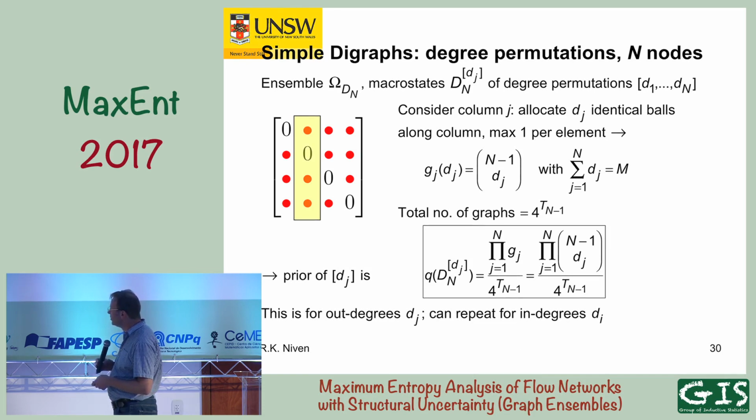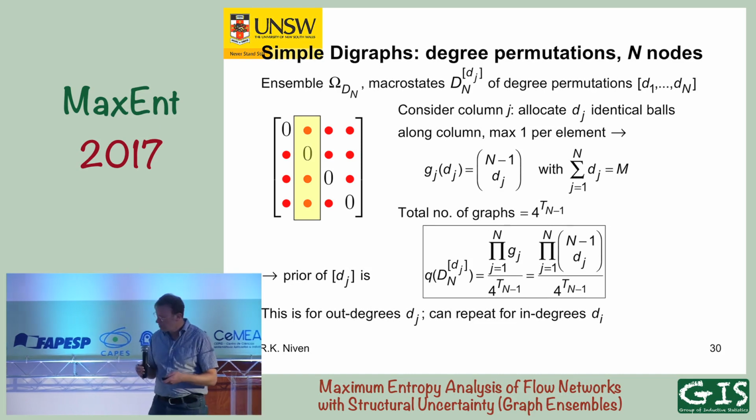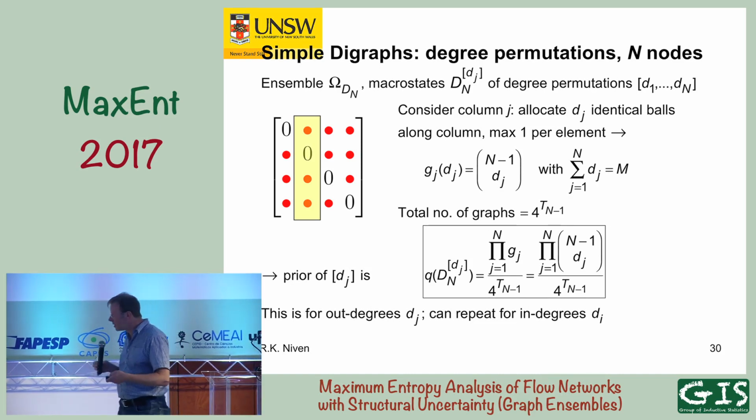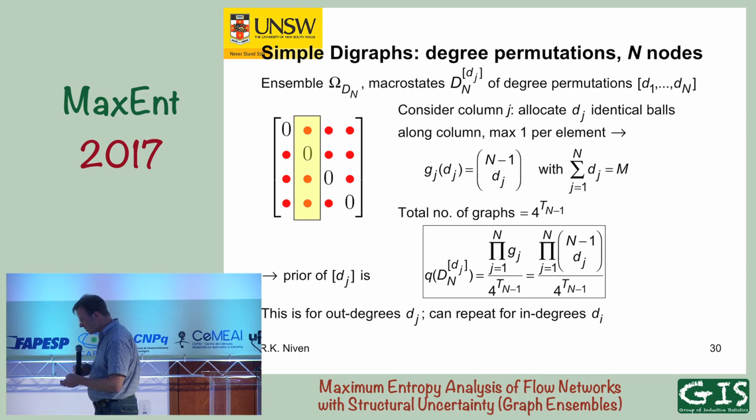But what we have to do is allocate in this column, and that gives a degeneracy in the column, and then multiply columns in order to recover the total degree permutation in this case. We already worked out the total, so there it is.